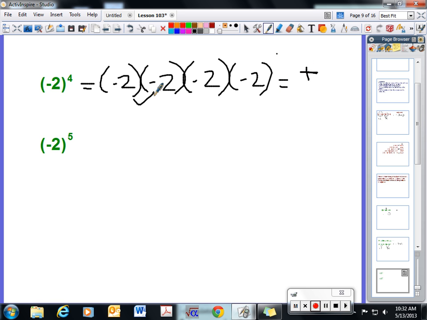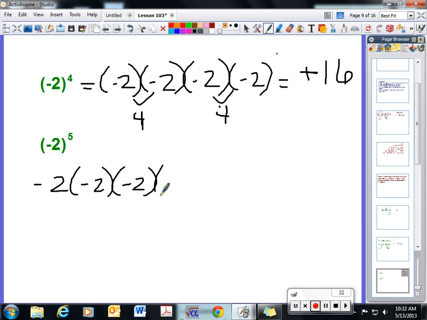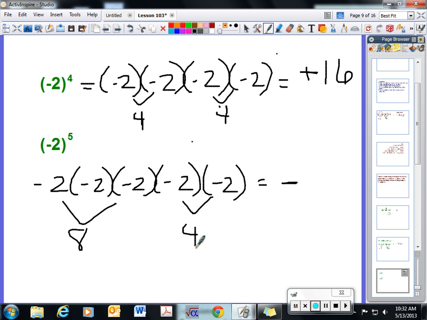Then we simply do 2 times 2, 2 times 2, 4 times 4 is 16. Okay? These are supposed to be 4s. Now here, the same thing. You've got negative 2, negative 2, there's the third one, there's the fourth one, there's the fifth one. That means my answer is negative. Let's see, 2 times 2 times 2 is 8. Here's 4. 8 times 4 is 32, but it came out to be negative.